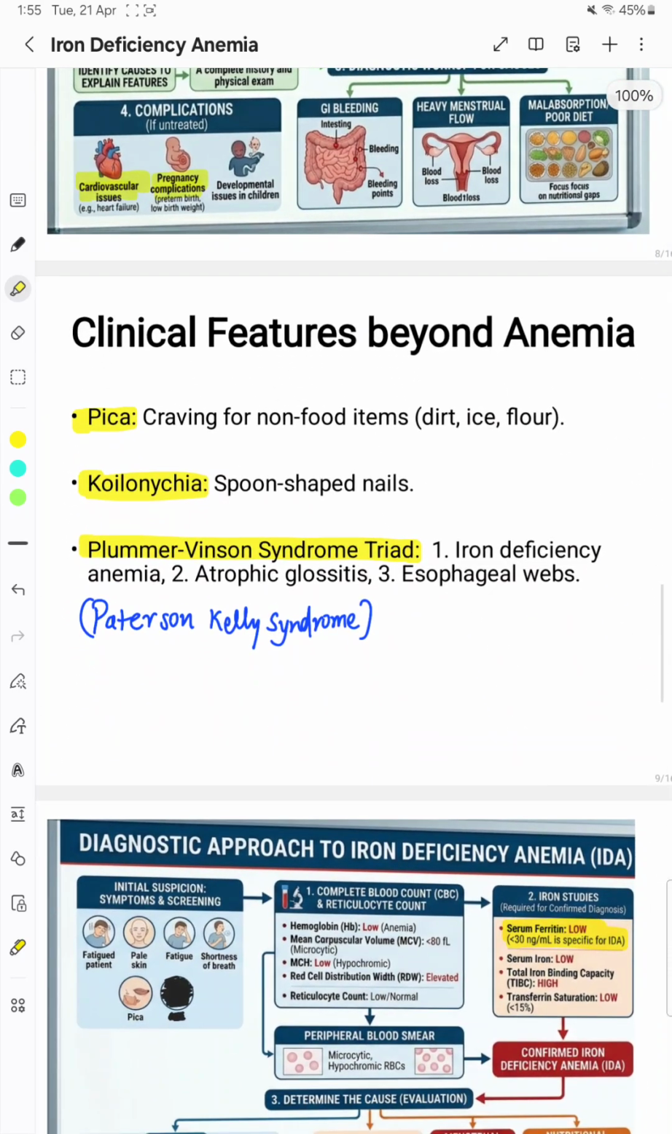Some specific clinical features of iron deficiency anemia are Pica, in which craving for non-food items like dirt, ice, flour, clay is seen. Koilonychia is spoon-shaped nail. Plummer-Vinson syndrome or Patterson-Kelly syndrome is a triad of iron deficiency anemia, atrophic glossitis, and esophageal webs.